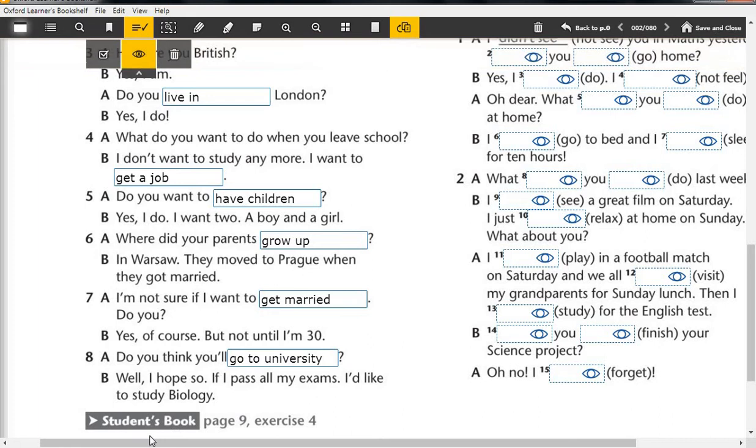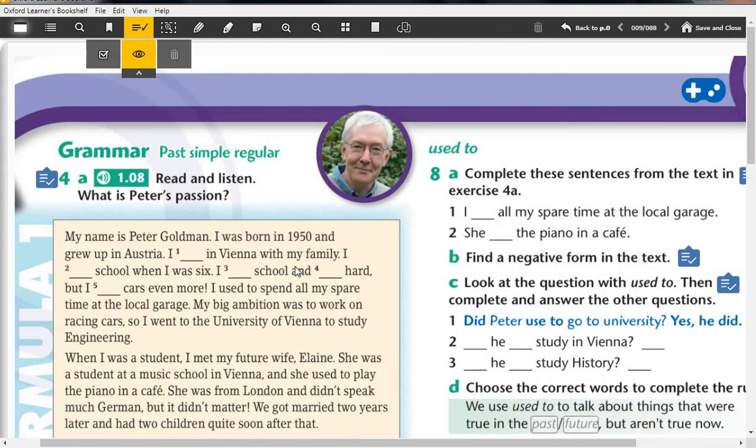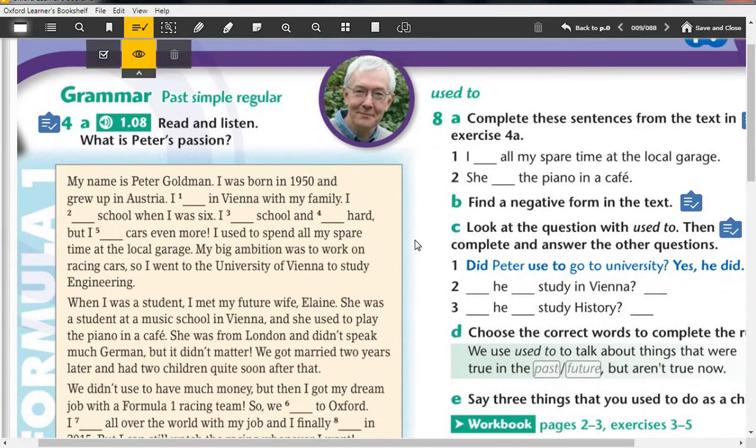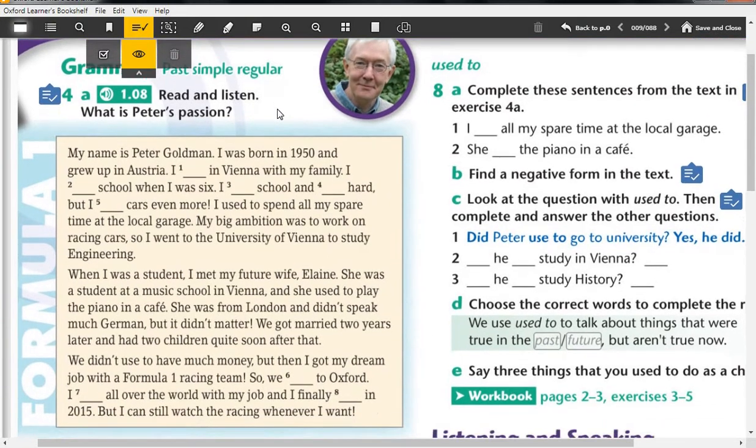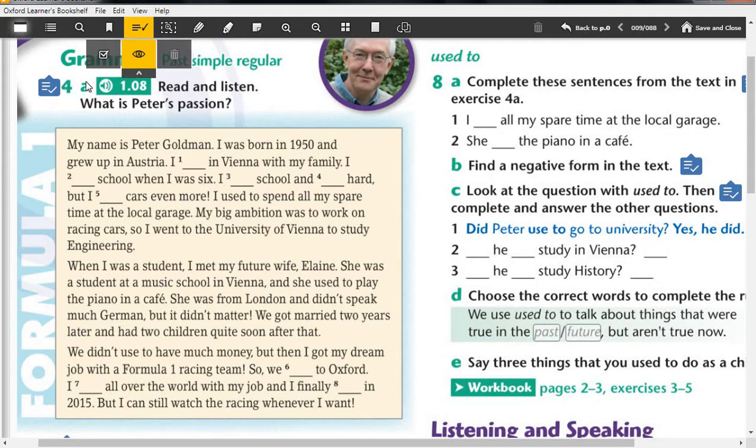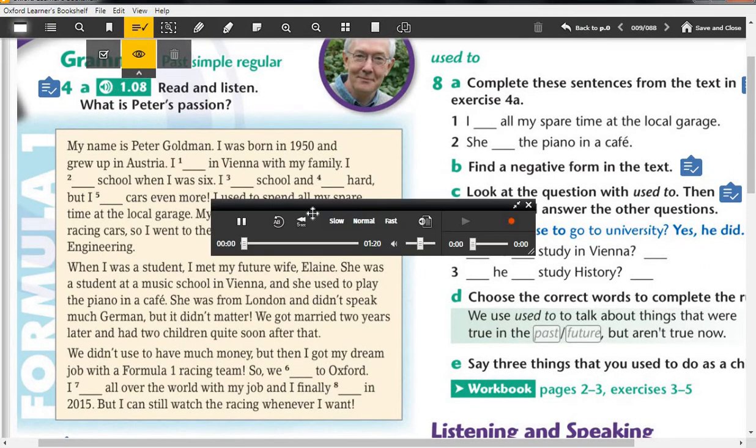Now we return to student's book. Okay, now page 9 on student's book. Past simple regular form. Listen and read. What is Peter's passion? Okay, let's listen to it first. Track 8, page 9, exercise 4.